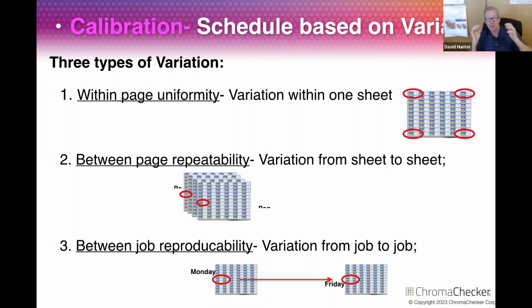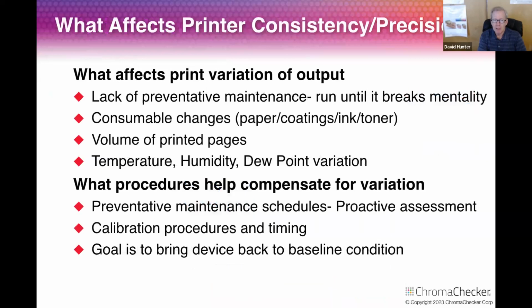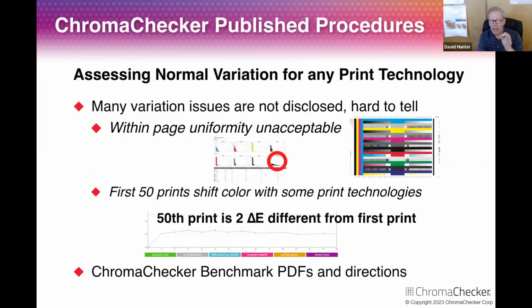New revelation for them. And then of course we've got between job reproducibility, meaning when you print a job on Tuesday, it doesn't match the same job printed on Friday, and knowing that that's good. And typically these are all things I test before I even think about building a G7 curve or building an ICC profile for a given printer and printer process. So by doing this, we can figure out what affects the printer's consistency, and then we can address normal variation for different technologies.